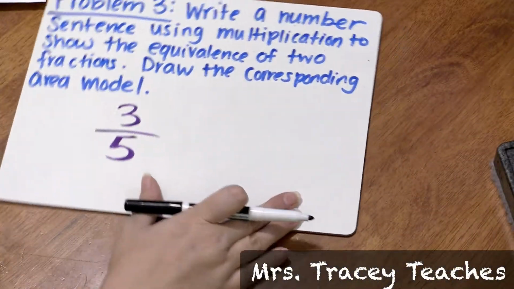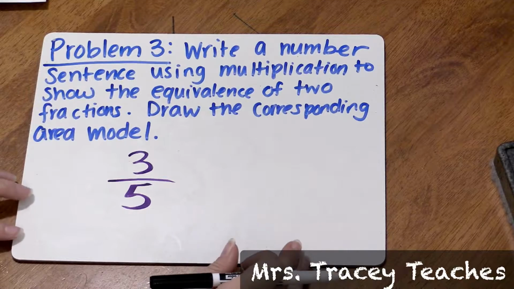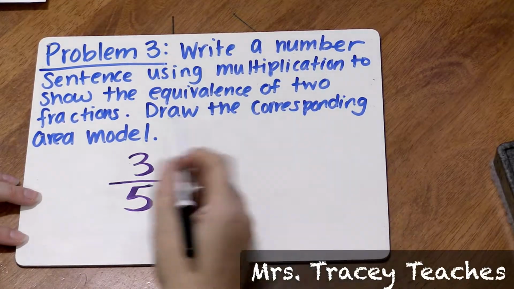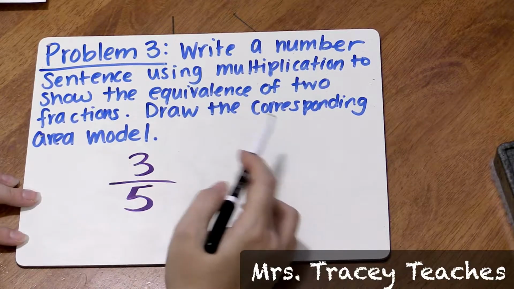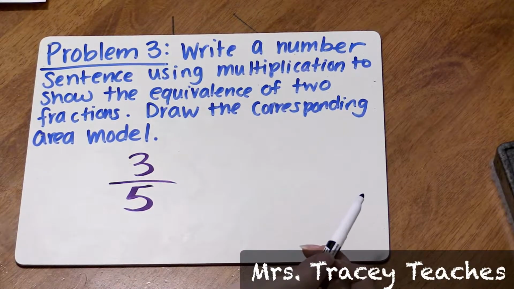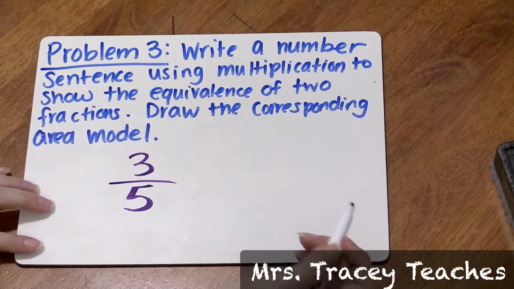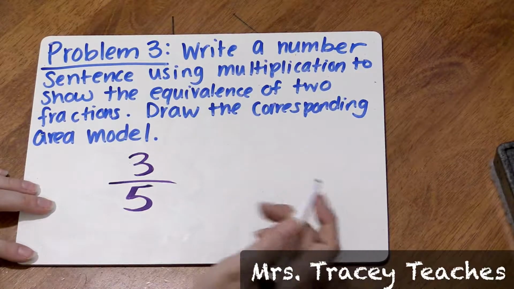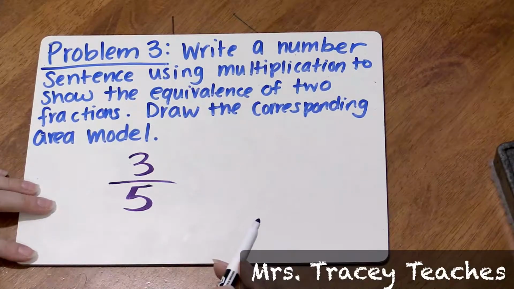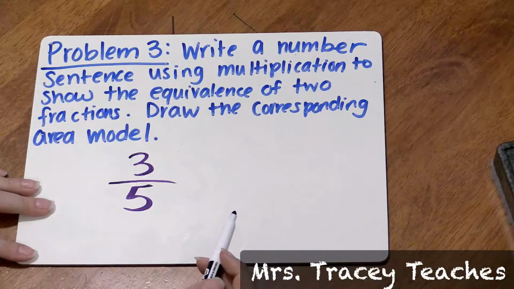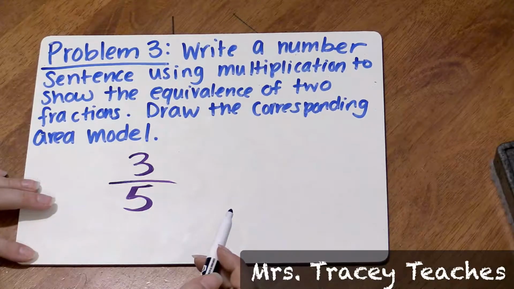Our last problem is write a number sentence using multiplication to show the equivalence of two fractions. Draw the corresponding area model. So we are going to find an equivalent fraction without drawing an area model. So if you have a paper, write 3/5 on your paper or personal whiteboard. And how do we find equivalent fractions?